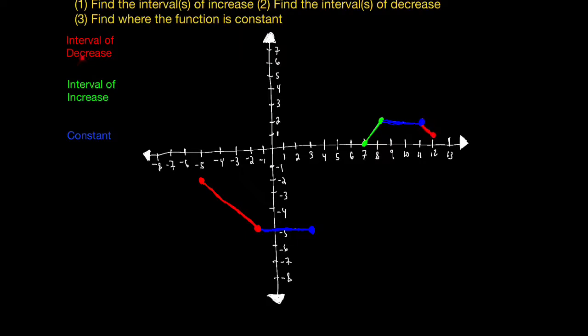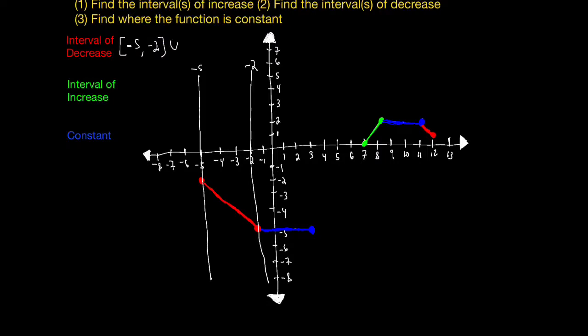Now beginning with the decrease, we see that we have two areas, so we're going to have to use a union. So let's begin by grabbing the first piece here, which is going to be from -5 all the way to -2. That's the decrease here. -5, -2, and we're going to use brackets. We have closed circles on both ends. Now we're going to write union and get the second portion.